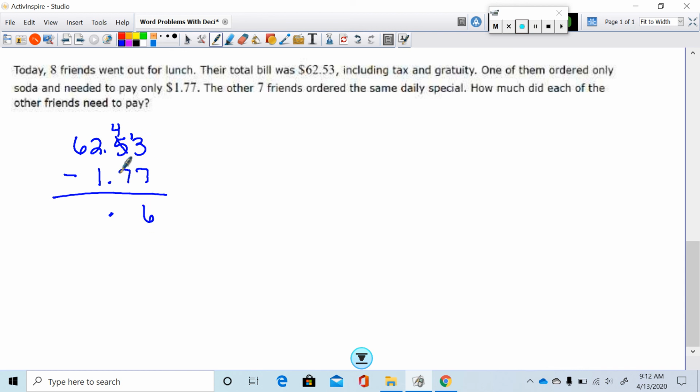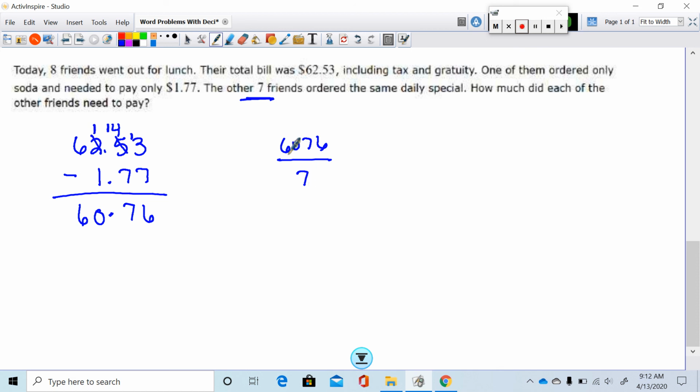4 take away 7, you need to borrow from the 2, carry the 1. 14 take away 7 is 7. 1 take away 1 is 0, and then 6. So we have $60.76 that needs to be split among 7 people. So I'm going to write it as a fraction without the decimal, and you have a single digit on the bottom, so you can just start dividing.